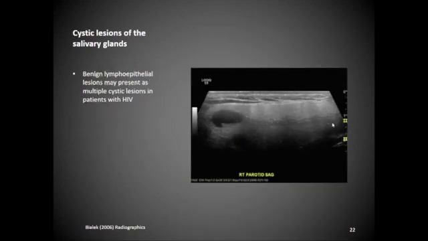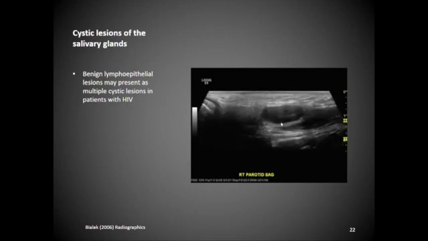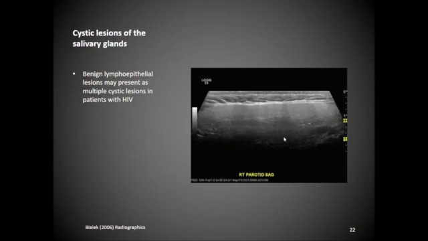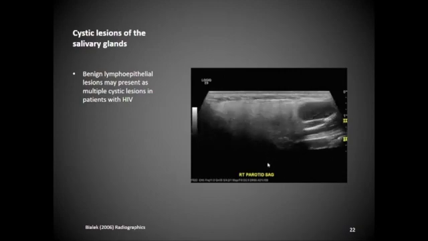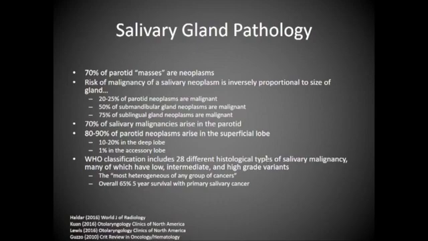In HIV disease, occasionally you can see this entity, multiple benign lymphoepithelial lesions within the parotid glands. Okay, salivary gland pathology. Several good factoids here. 70% of things that clinically present as masses in the parotid are neoplasms. The risk of malignancy for a salivary neoplasm is inversely proportional to the size of the gland. 20 to 25% of parotid neoplasms are malignant. 50% of submandibular gland neoplasms are malignant, and 75% of the rare sublingual gland neoplasms are malignant.